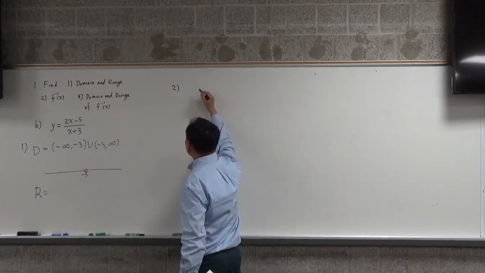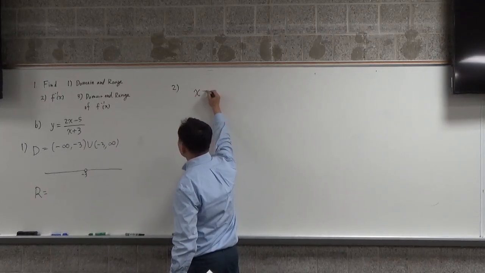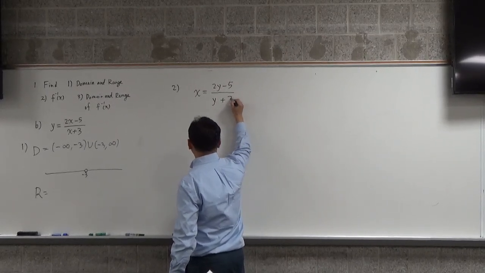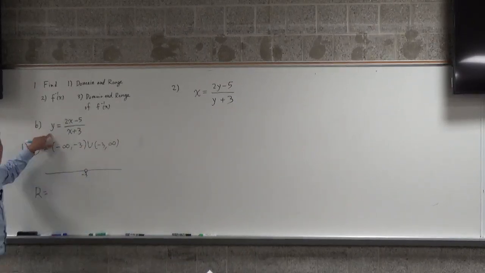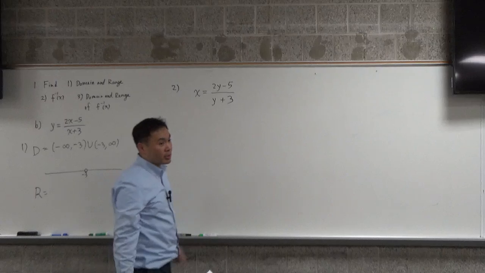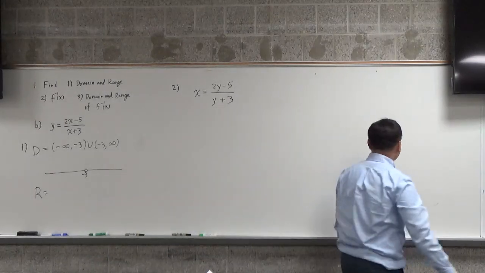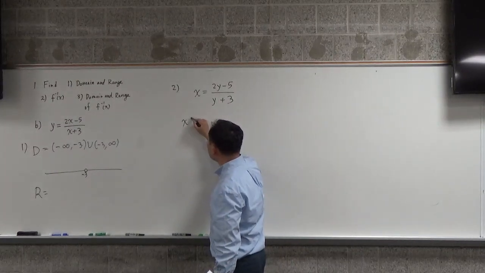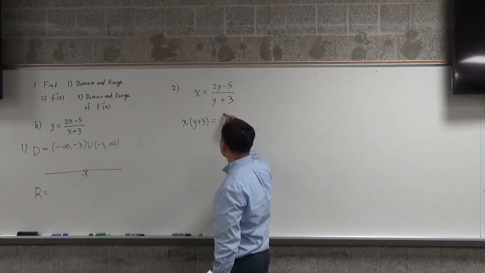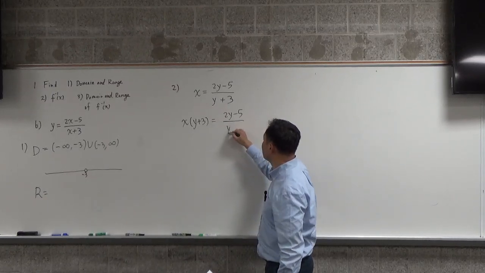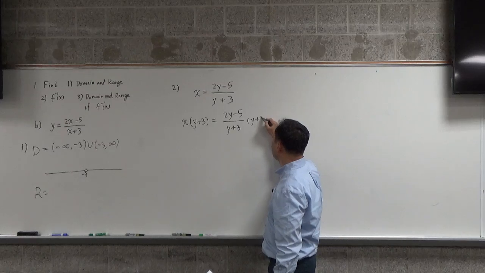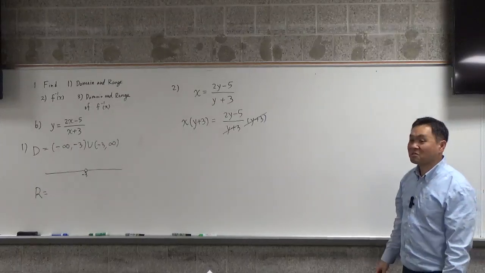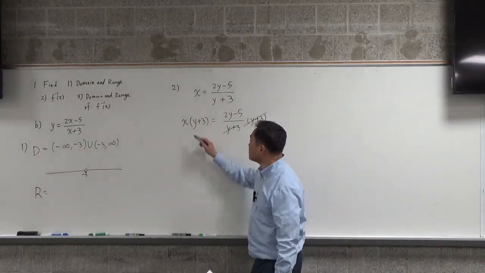Okay? So you have x equals 2y minus 5 over y plus 3. So I took this function and switched x and y. Okay? That's what I have. And now I have to solve for y, right? So we multiply y plus 3 both sides, because that would kill the denominator on the right side. That makes the equation less painful.